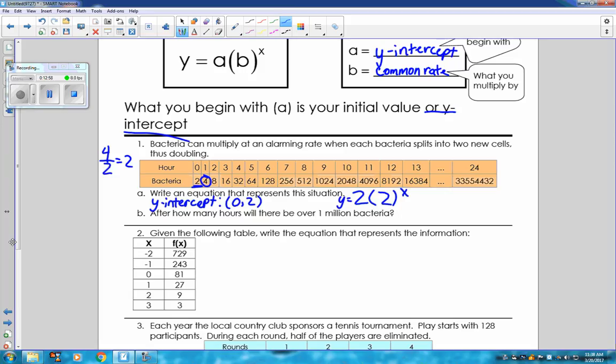Now, part B asks us, after how many hours will there be over 1 million bacteria? If this is my x, and this is my y, it asks how many will there be over 1 million bacteria. Where are we going to put 1 million? In for x or in for y? We're going to put 1 million in for y.